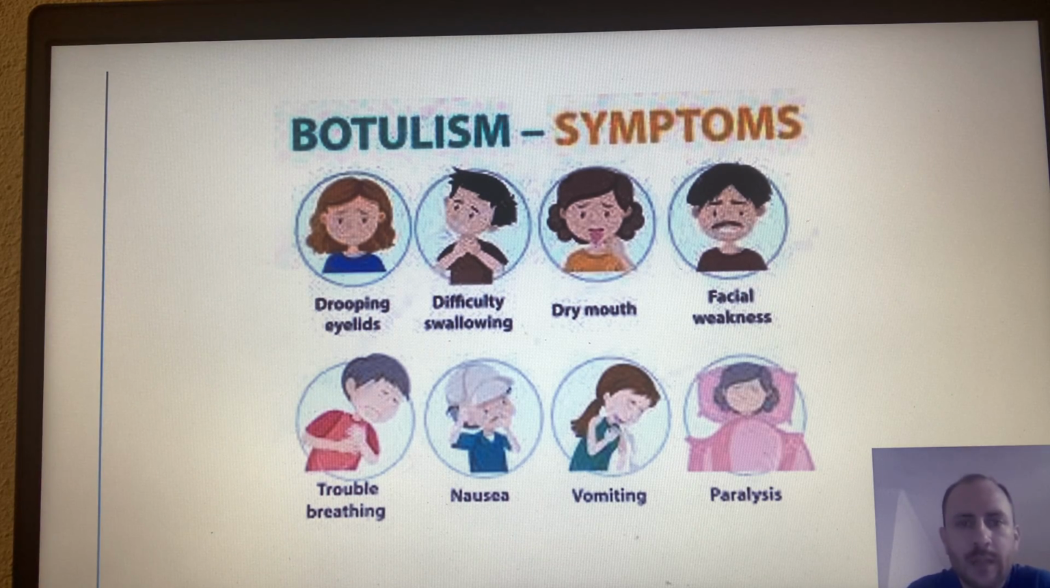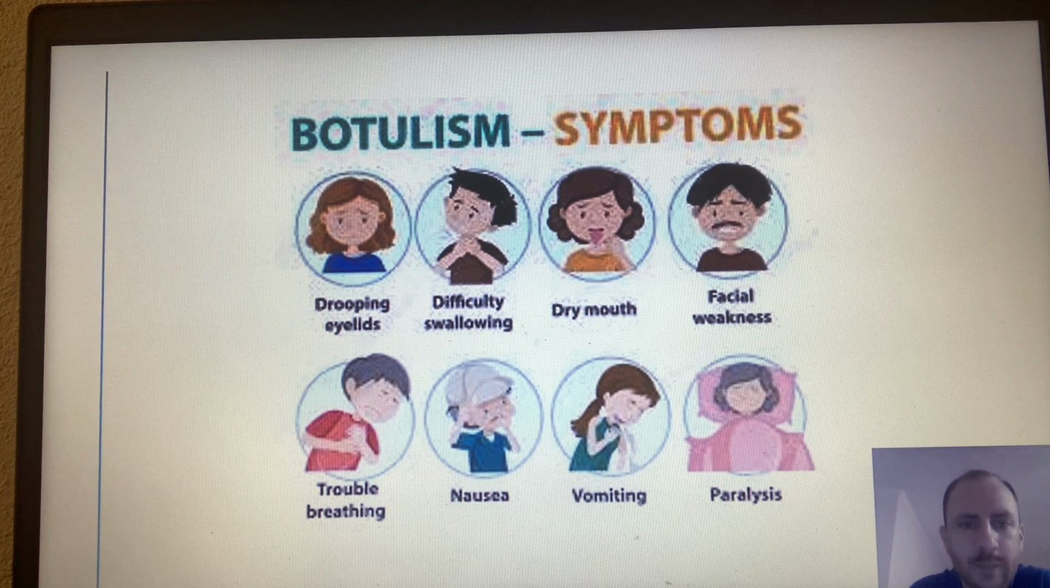Now, on this slide, we're basically covering symptoms of botulism. Again, this is stemming from the neurotoxin effect. So the way it works is the neurotoxin attacks the body's nerves. It does this by preventing the release of acetylcholine from the axon endings at the neuromuscular junction, which prevents muscle stimulation, eventually leading to flaccid paralysis.